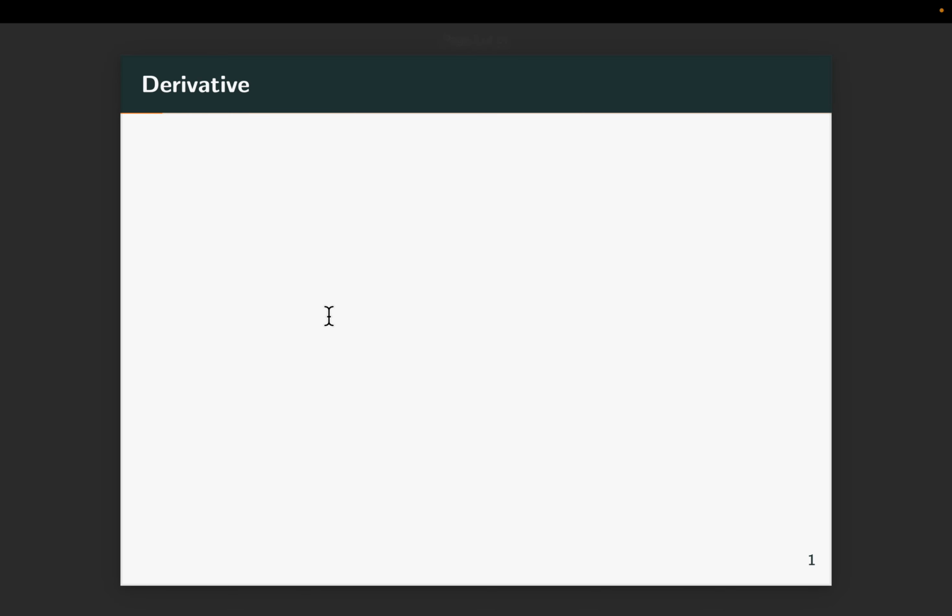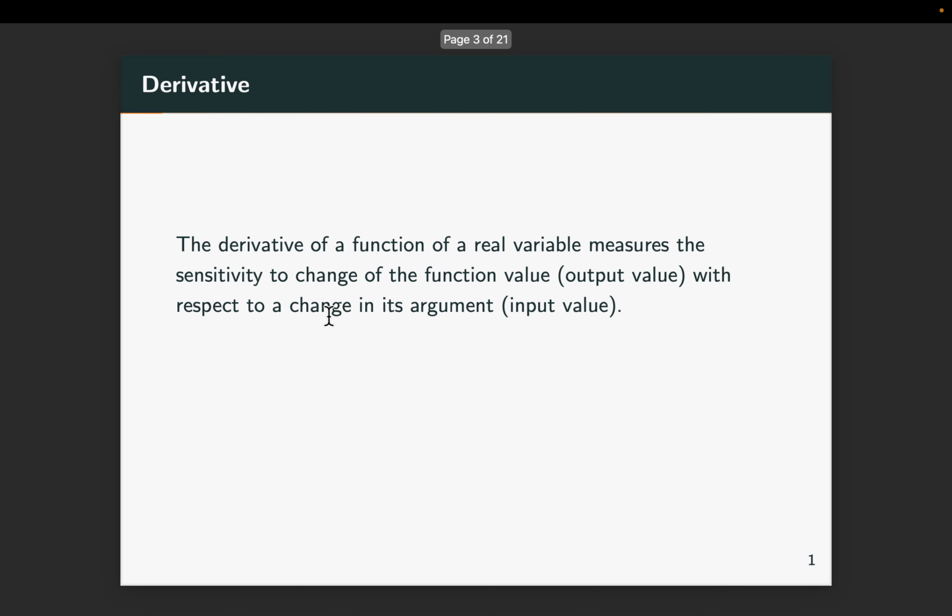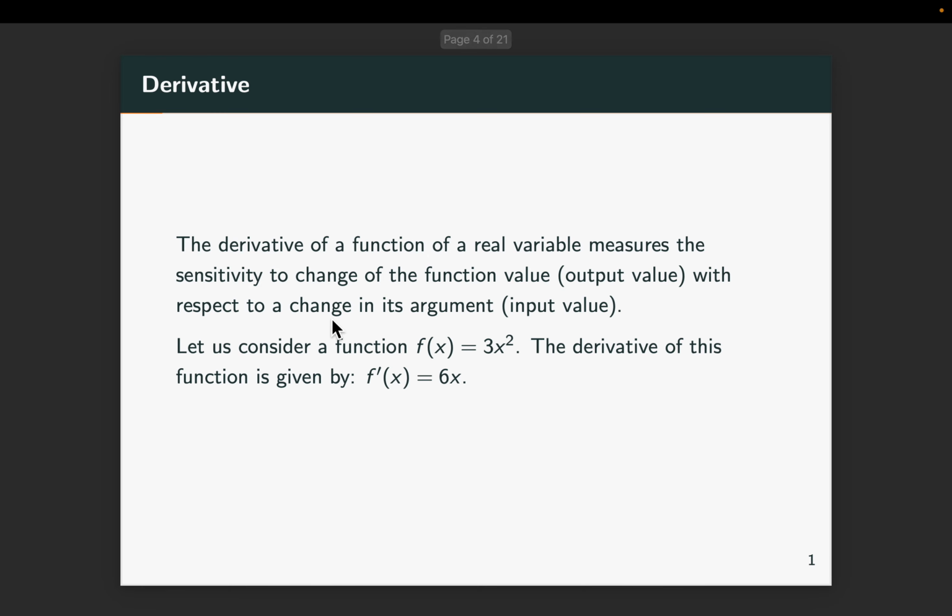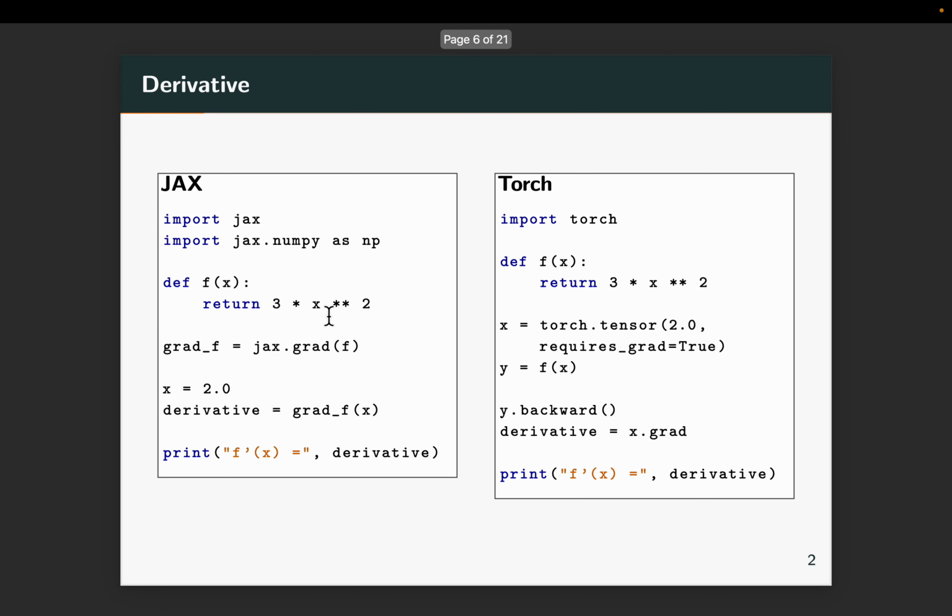We'll start off with a simple derivative. We say that this is the change of a function with respect to the change in the input or the argument. Nothing fancy about this. If a function is 3x squared, the derivative f dash x is 6x, which means that for every unit change in x, the value of f(x) changes by 6x. That is the interpretation of f dash x.